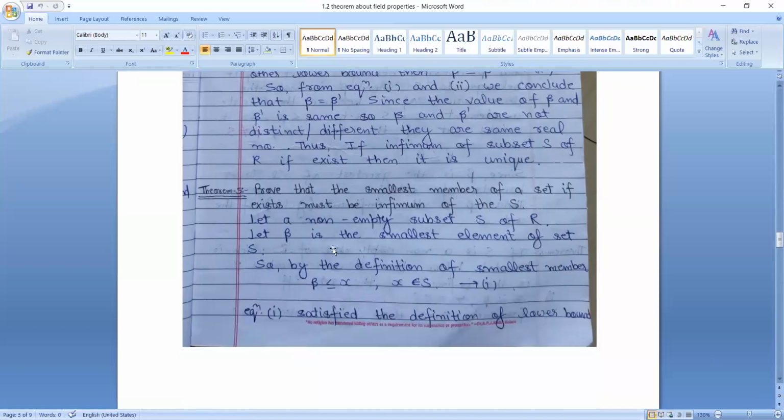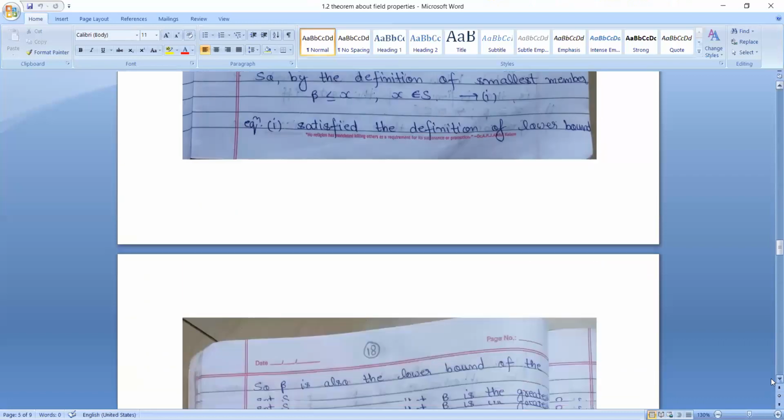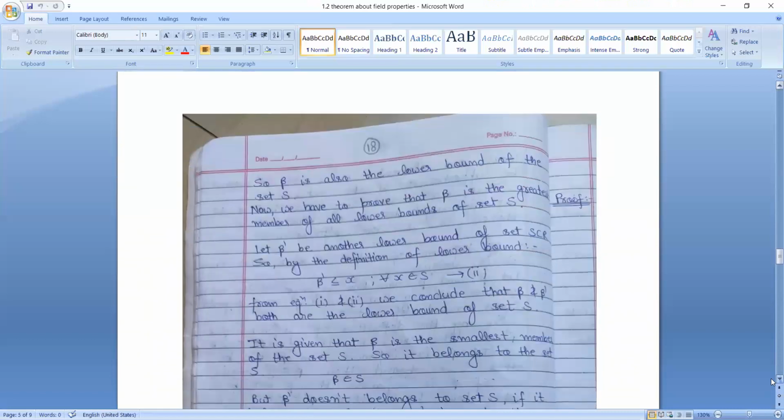Now the next theorem: prove that the smallest member of the set, if it exists, must be the infimum of the set S. Let S be a non-empty subset of R. Let beta be the smallest element of the set S. So by the definition of the smallest member, beta is less than or equal to x for all x belongs to S. This is equation first. Equation first is satisfied by the definition of lower bound. So, beta is also a lower bound of the set S.